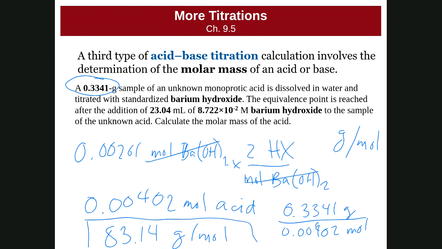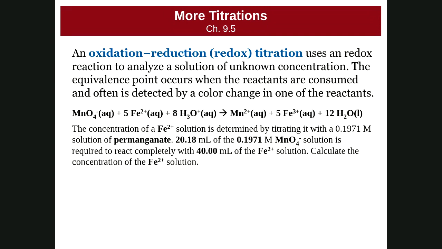All right, one more thing we can do with titrations. I apologize for how long this has gotten. So, an oxidation reduction or redox titration, if we take the red from reduction and ox from oxidation, we get redox, uses a redox reaction to analyze a solution of unknown concentration. And the equivalence point occurs when the reactants are consumed, which is detected by a color change in one of the reactants. So again, we see our equivalence point from a color change.